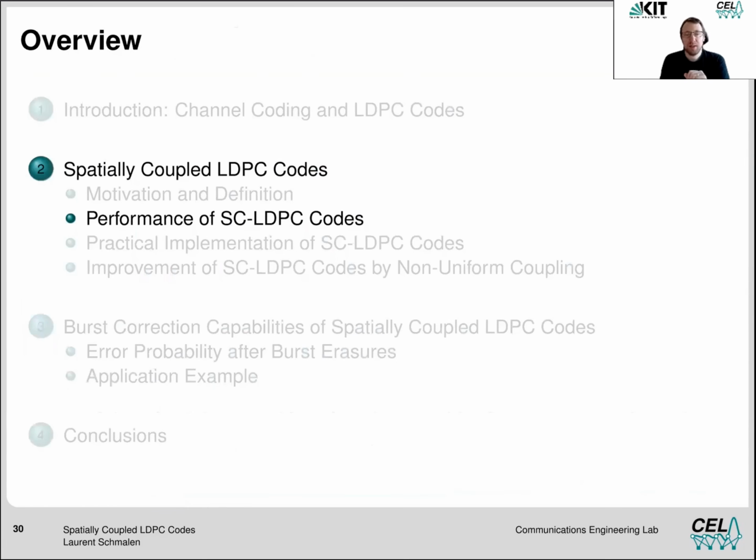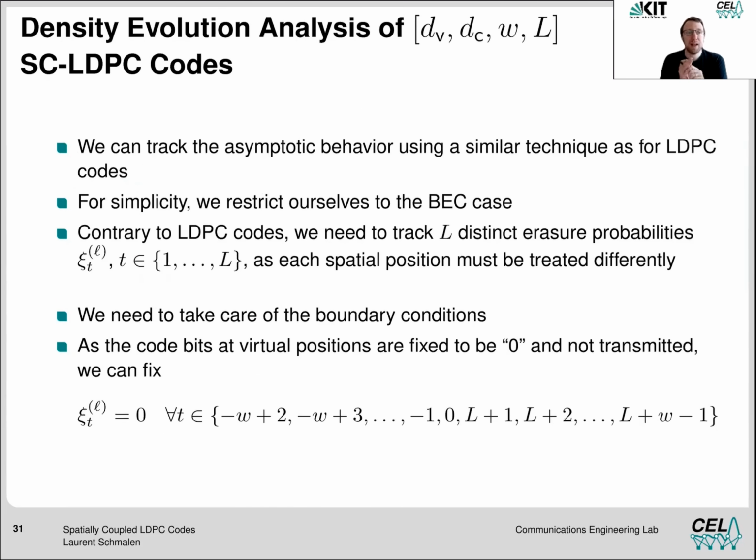So how do these codes perform? Well, we do the same exercise and we track the asymptotic performance of our message passing decoder. And we do this using a very similar technique as we did for LDPC codes. Again, for the binary erasure channel, what we need to do now is track L different erasure probabilities, because each of those spatial positions must be treated slightly differently. So we have a CL at spatial position T, and we do this for every spatial position.